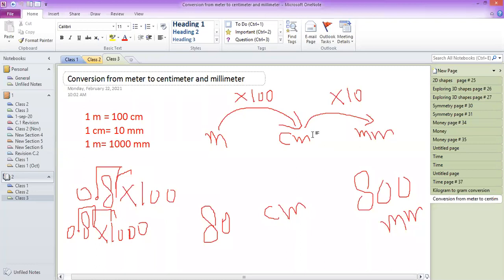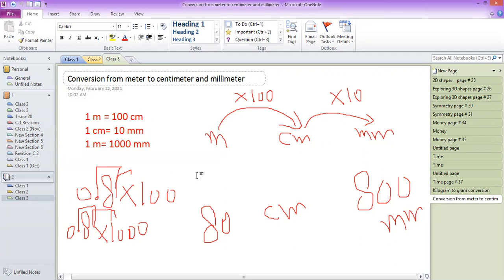Okay. Now, if I ask you how many millimeter are there in 1 meter, that is also very easy. If you want to convert any value from meter to millimeter, you have to multiply it by 100 first, then multiply it by 10. So 100 multiplied by 10 is equal to 1000. 1 meter is equal to 1000 millimeter. If you are given any value in meter and you have to find that value in millimeter, just multiply it by 1000 and you will find the answer.